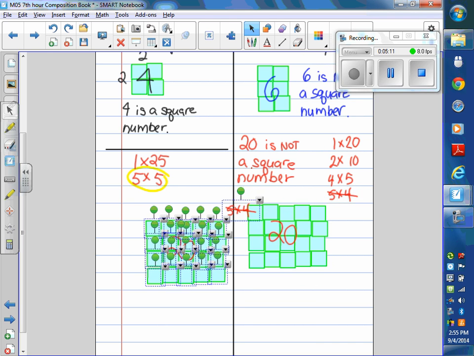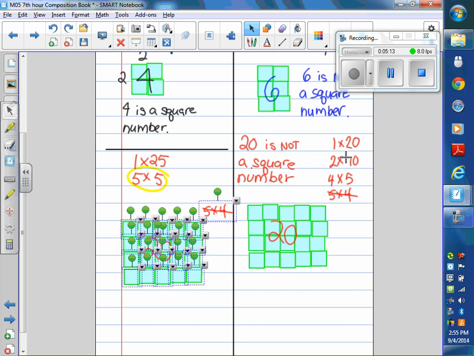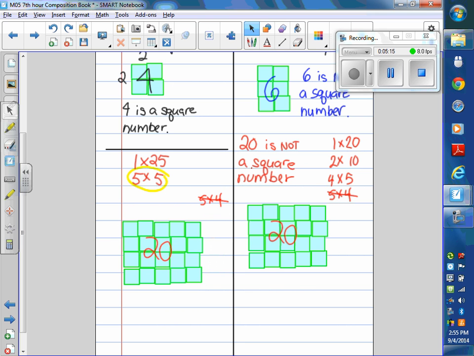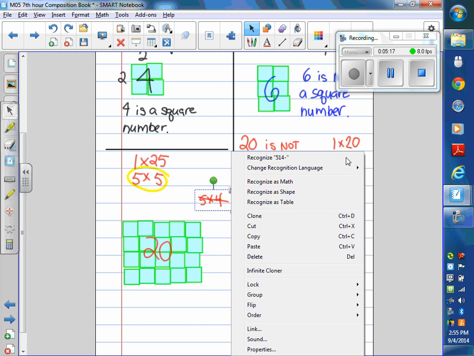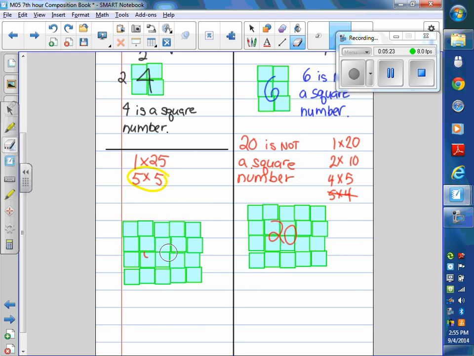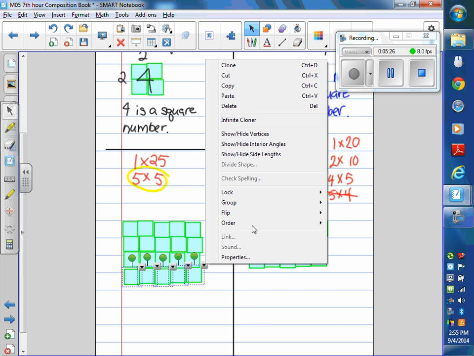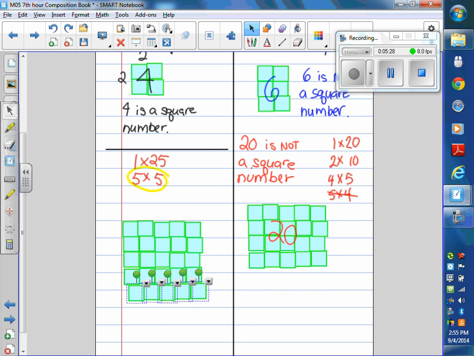Don't you wish your notebook was like this? That'd be amazing. I know, it just would be. I think that every time it'd make it so much easier. It does. Bless you.